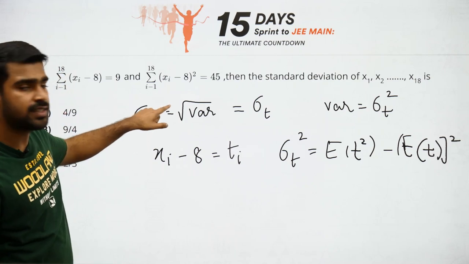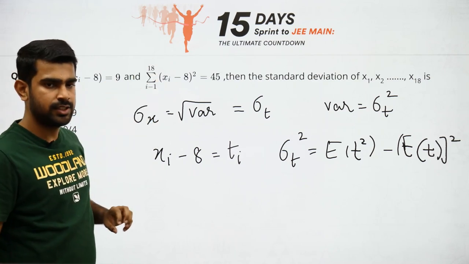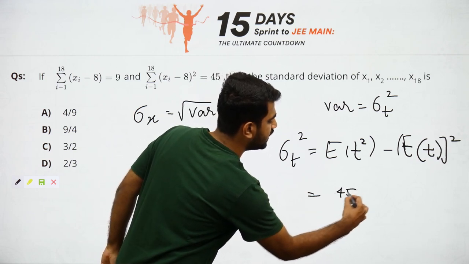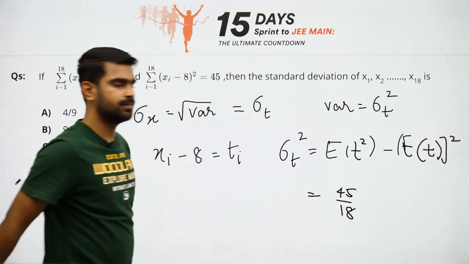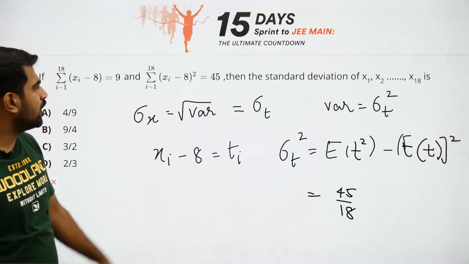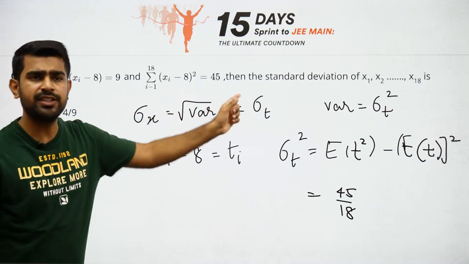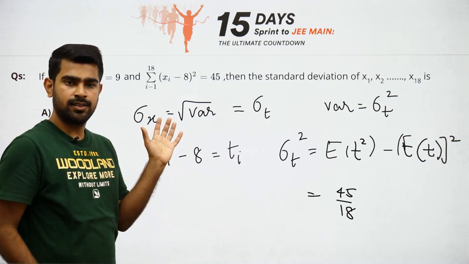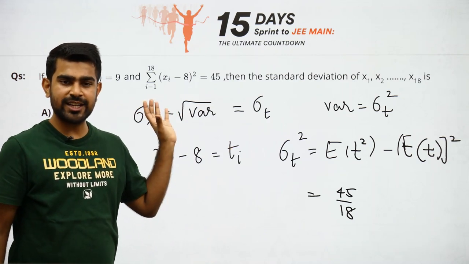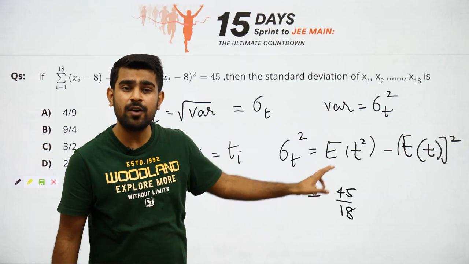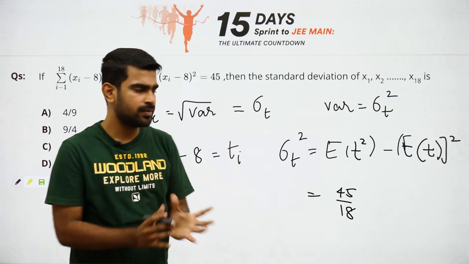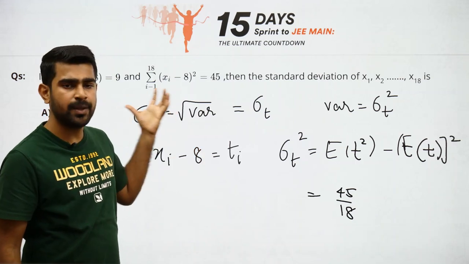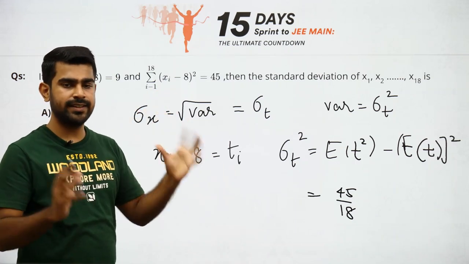Now what is E of t square? E of t square is nothing but the mean of squares. So the mean of squares is going to be how much? 45 by 18. Isn't that correct? Because 45 is the sum of the squares and dividing by 18 gives the mean of the squares. E means expectation, guys. Expectation is nothing but calculating the mean. You can think of it that way.